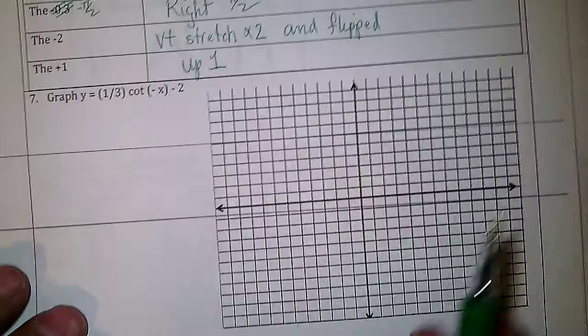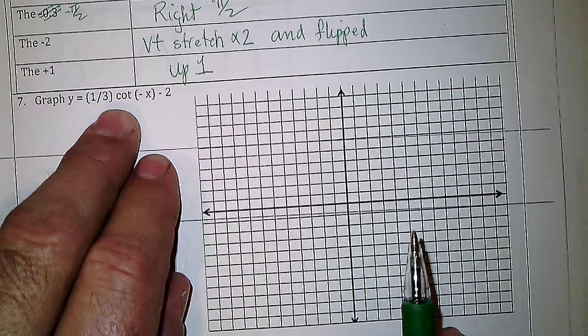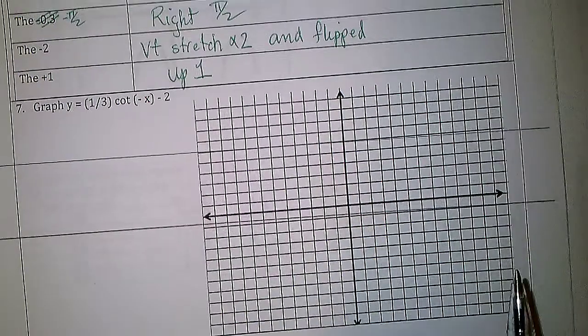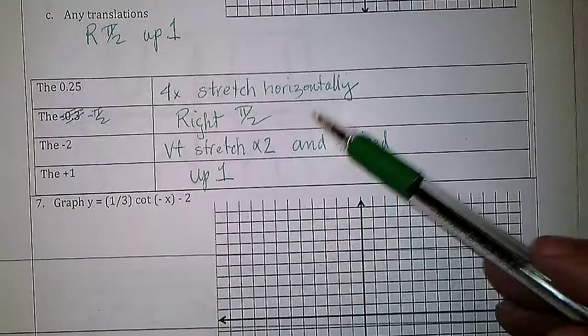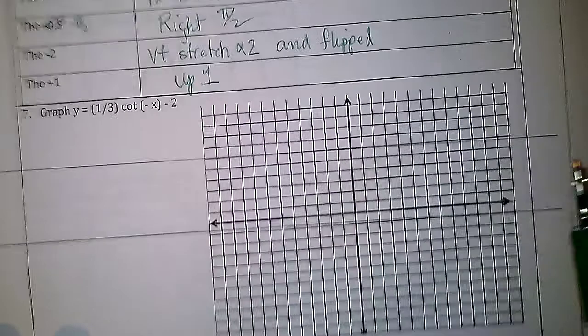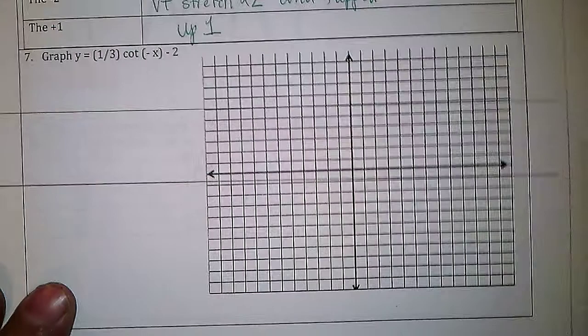A lot of people drew the tangent instead of the cotangent on number 7. Oh, by the way, 4 points, 2 points, 2 points, 2 points, 1 point, 1 point, 1 point, 1 point. Okay, back to 7.